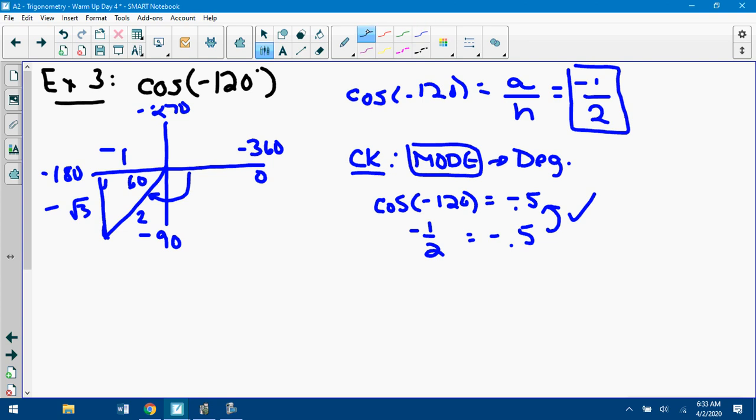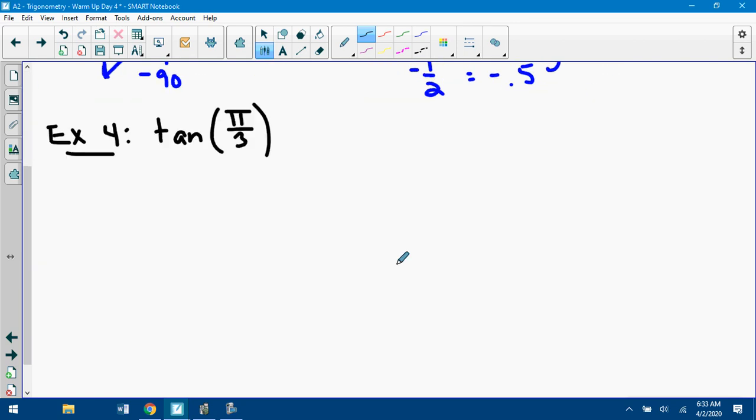Okay, number 4. Let's do tangent of pi over 3. This would be a good one to try on your own. So if you want to pause the video and see if you can get this one, be my guest. If you're ready to see it, here we go.